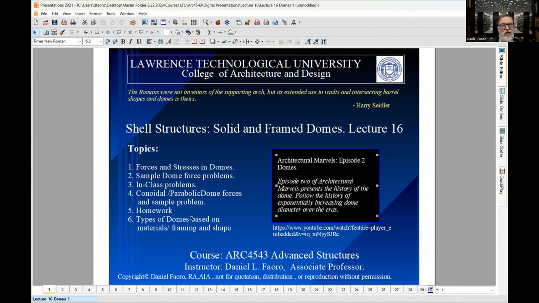All right, let's take a look at today. Today we're going to move on to two lectures on domes: forces and stresses in domes, how do they behave? So we'll do some sample dome force problems in class. Well, whether we do an in-class problem or not, we'll see. Conoidal, parabolic domes, what their behavior is like, sample problems. We'll assign some homework. We'll talk about the types of domes based on their materials, their framing and shape. Those who bought the textbook, there is a section on domes that very well matches up to the lecture content here. And some of the homework that we're doing is actually based on homework from the text as well. And it is all updated on Canvas for you.